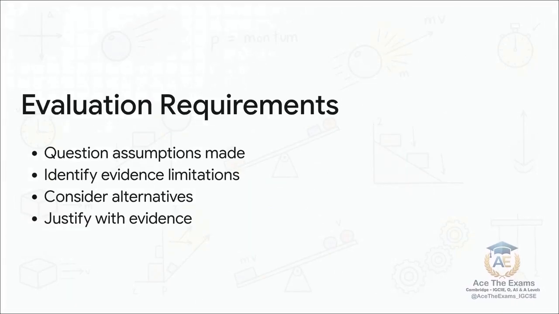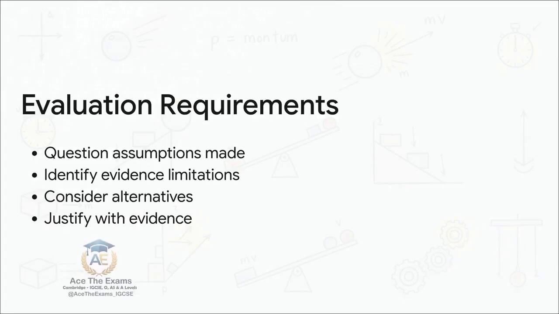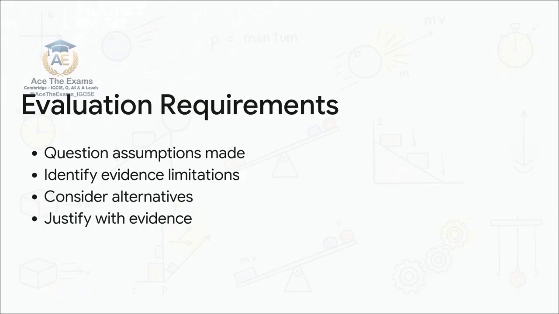Top-scoring candidates constantly execute these critical analysis techniques to evaluate the quality of their evidence. When you are looking at a momentum problem, you need to actively question the assumptions being made. Are we assuming a perfectly smooth surface with zero friction? You need to identify limitations in the evidence. Maybe the mass of the connecting string was ignored. You should consider alternative interpretations of the physical scenario, and most importantly, justify every single mathematical decision you make with hard, empirical evidence. This evaluative mindset is what transforms a standard student into a top-tier candidate. It is the final piece of the mathematics success blueprint.